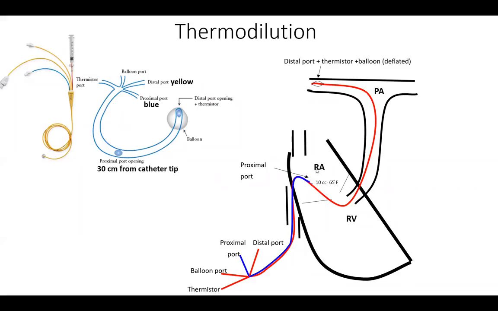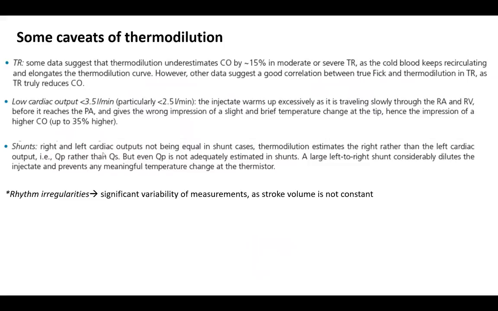It will damp its temperature so much that oftentimes you can't even obtain a temperature curve because it warms it so much. If you have a really big left to right shunt, you most often get absolutely no thermodilution curve. And if you do get one, it's wrong and flat. Same with the right to left shunt. You will be losing a lot of the saline you're injecting. That will also prevent you from having a proper curve. So shunt is a major caveat.